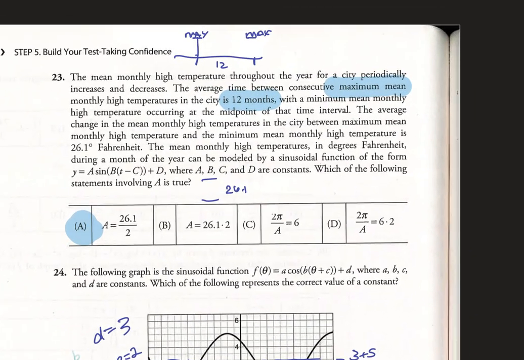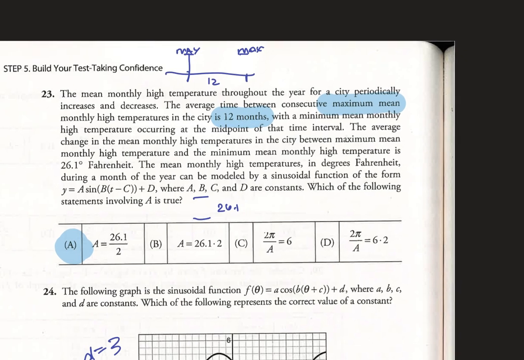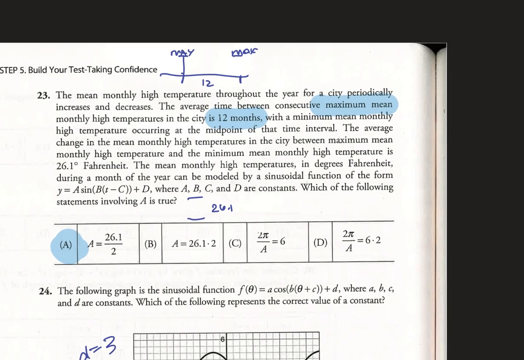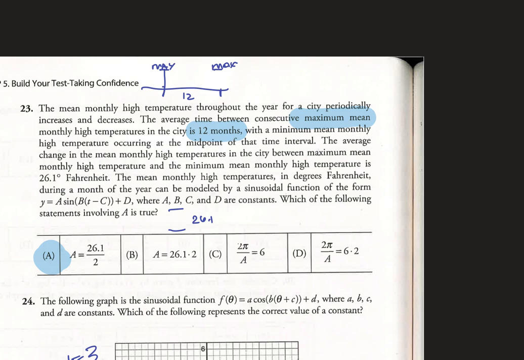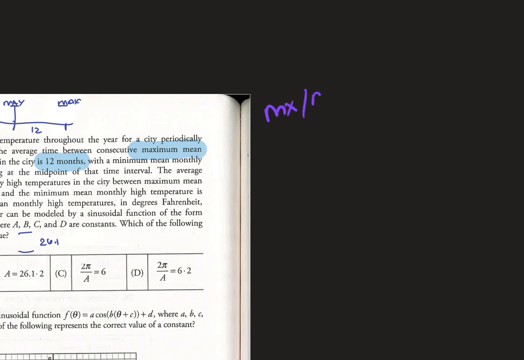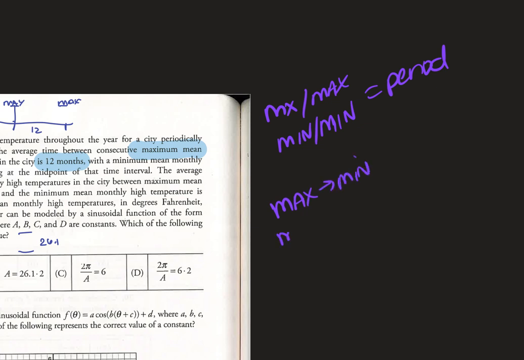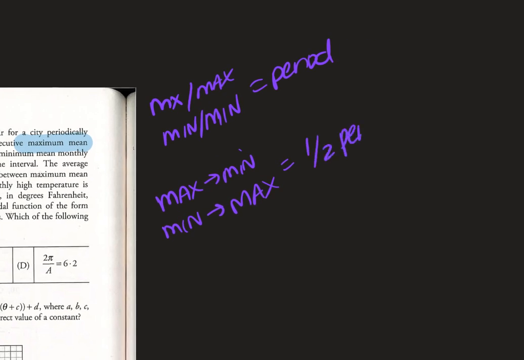Okay, 23 said the mean monthly high temperature throughout the year for a city periodically increases and decreases. The average time between consecutive maximum mean monthly high temperatures in the city is 12 months. So max to max is 12 months, and that tells you what? The period. So from max to max, or from min to min, would equal the period. If it gave you from max to min or min to max, that's half your period. So you have to pay attention to that stuff, okay?